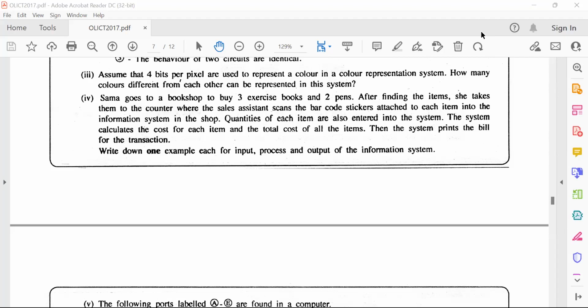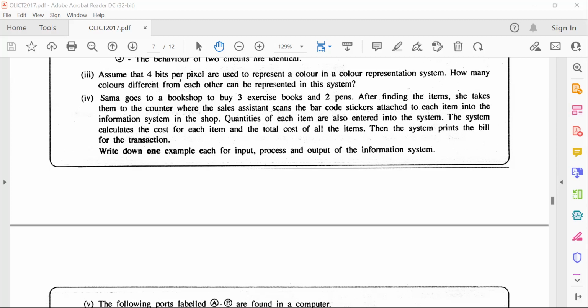This is 2017 part 2, question number 1, part 3. Assume that 4 bits per pixel are used to represent a color in a color representation system. How many colors different from each other can be represented in this system?